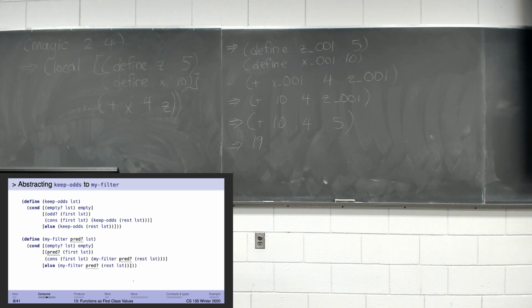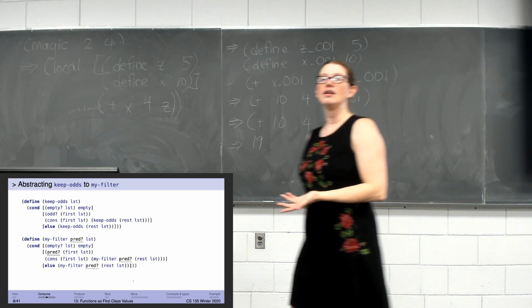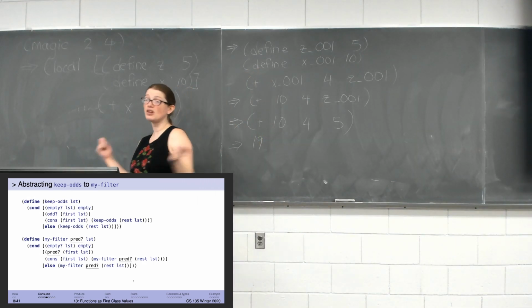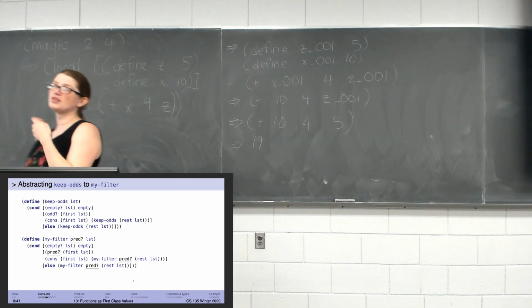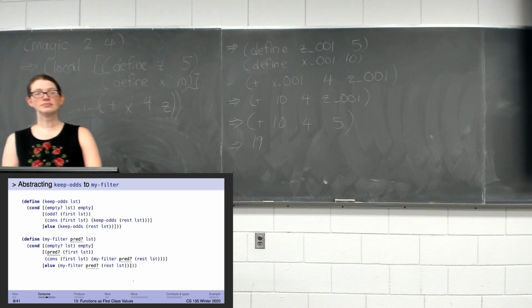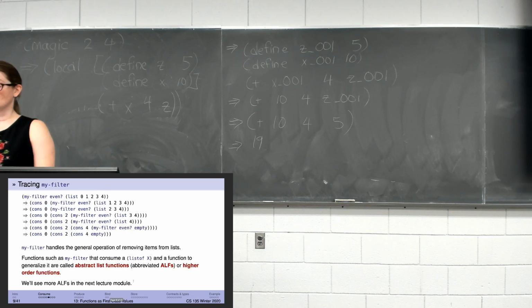Otherwise, or in the case where we need to remove the thing from the rest of the list, we keep just passing that predicate along. Exact same template here. But now we've abstracted it, so not only does it work for numbers, but it also works for symbols, it works for structures, it works for whatever the heck you want it to work for. It's kind of cool, right? I think it's kind of cool.